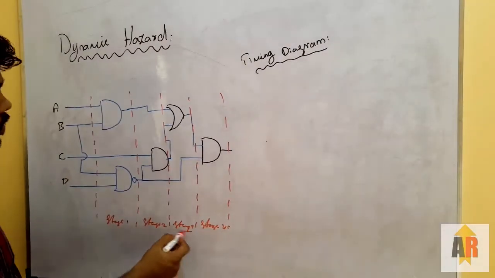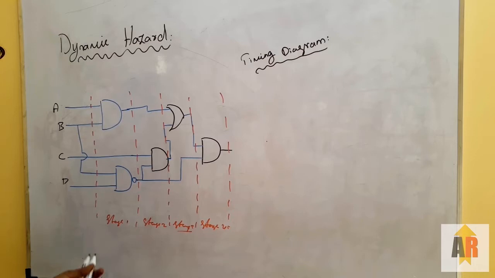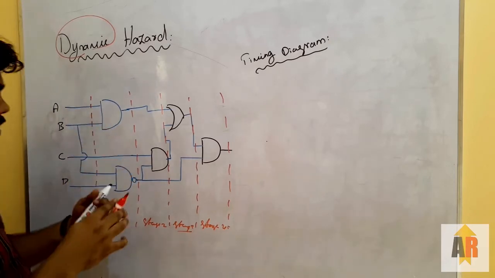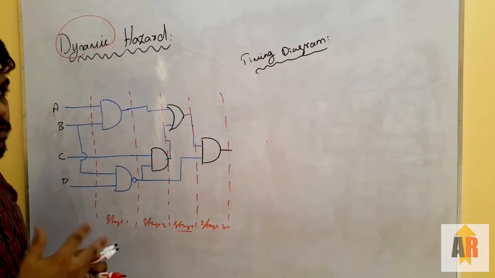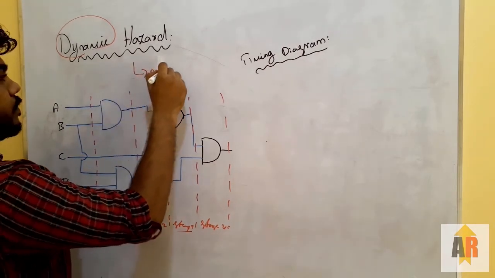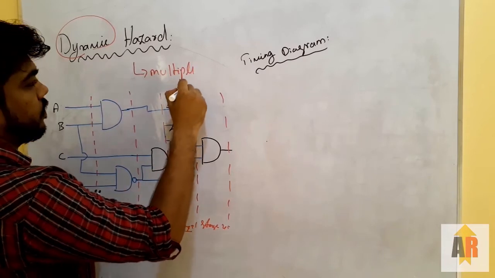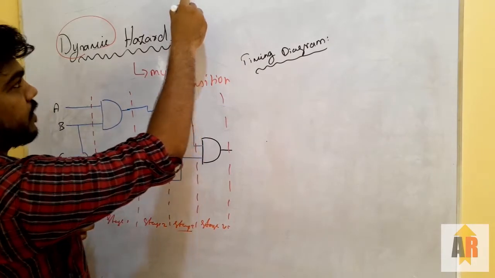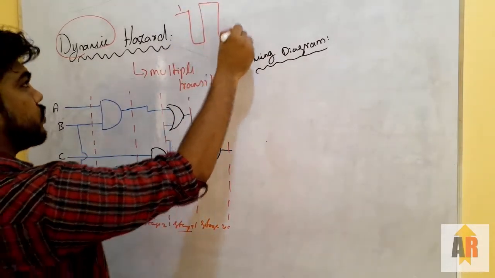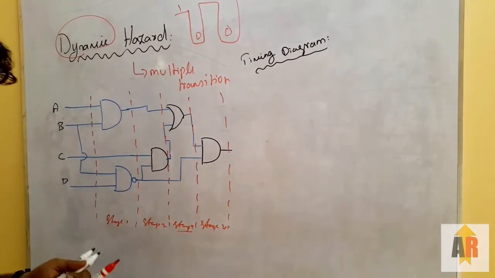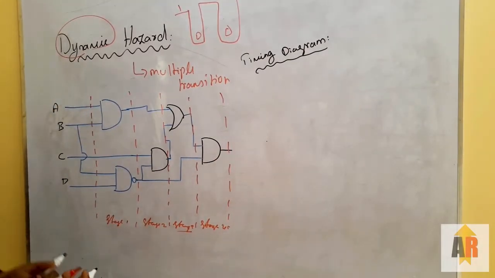So three or more stages come in combinational designing. There will be a chance that a dynamic hazard may occur. Before reaching our original output, it goes through multiple transitions. That we already saw, just like this, right? One is our expected output, but we got 0, then 1, then 0, then 1. So this is important. Here also you are going to check how it's occurring.